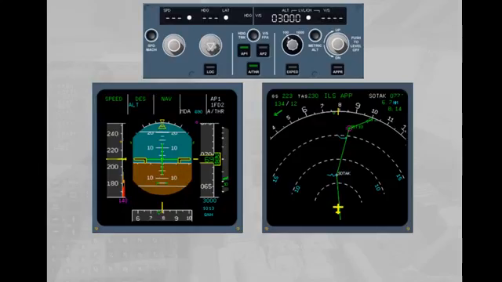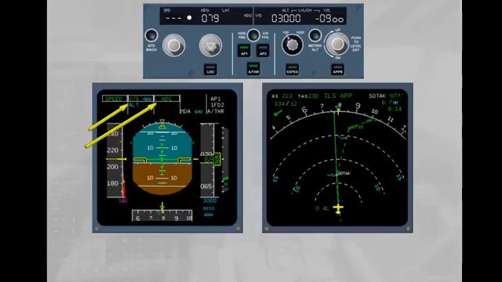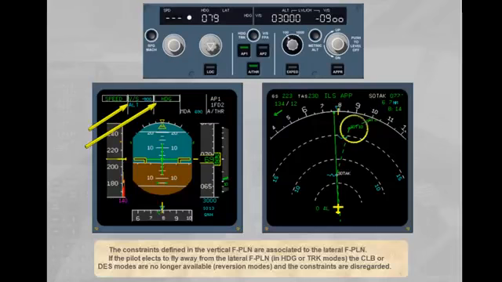The constraints defined in the vertical flight plan are associated to the lateral flight plan. If the pilot elects to fly away from the lateral flight plan in heading or track modes, the climb or descent modes are no longer available, reversion modes, and the constraints are disregarded.